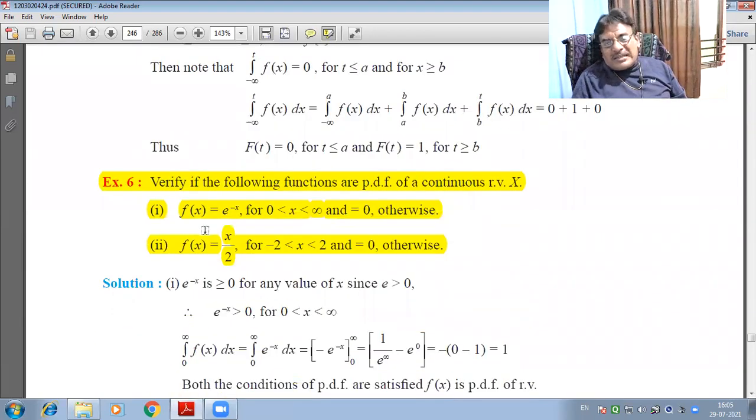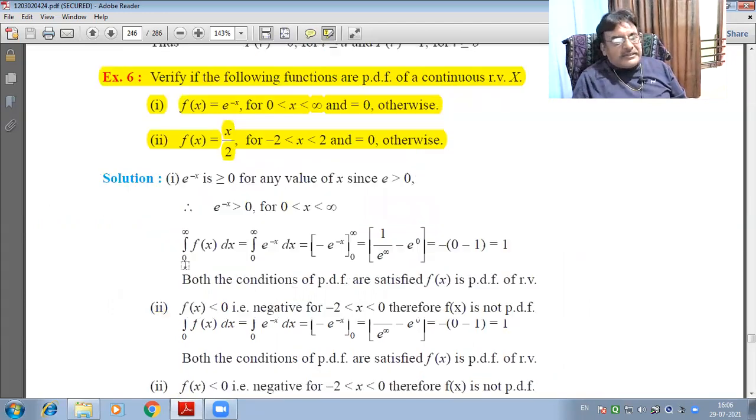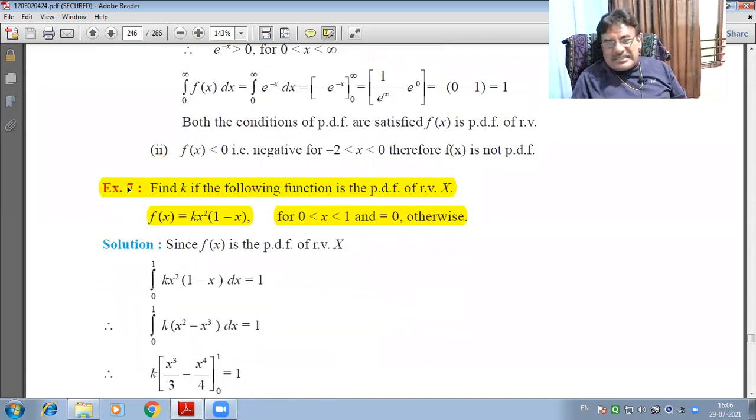Page number 237, example 6: Verify if the following functions are PDF of a continuous random variable x. That example 6 is also deleted. Example 7: find k if the following function is the PDF of random variable x. This example is also deleted. Example is deleted means example and its solution are also deleted.